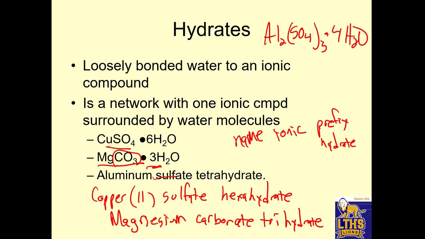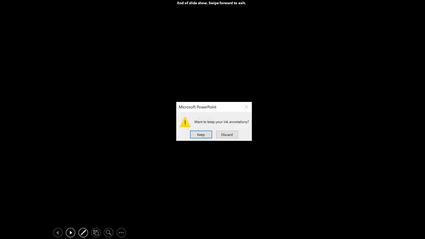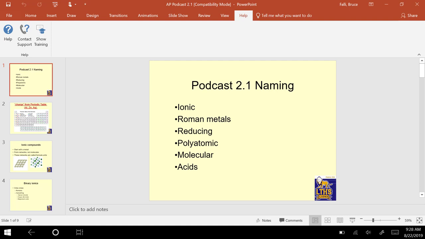And I hope my review slide's the next one because the class is starting. Names are systems we must learn. The first atom type IDs it. Know your ions, and we will keep on working. Toodles. As soon as I can find out how to cancel this again.